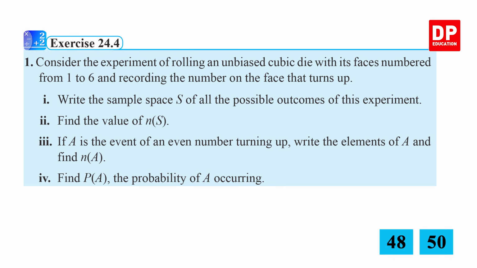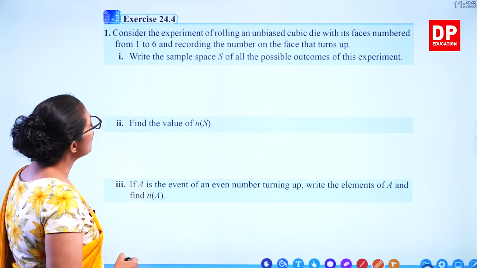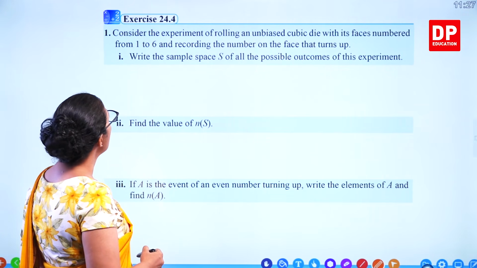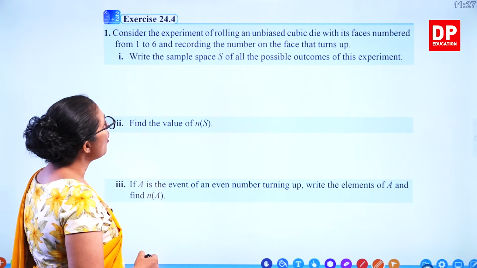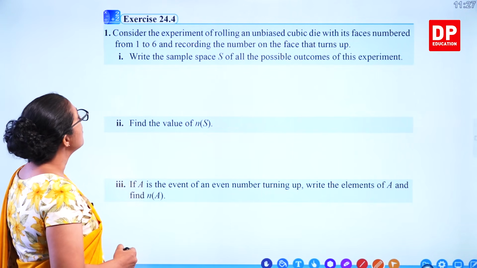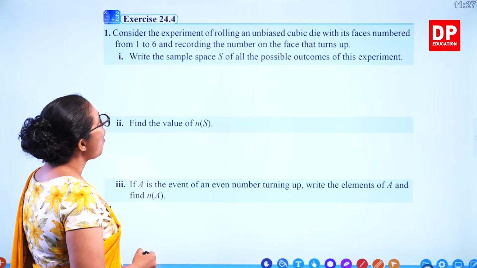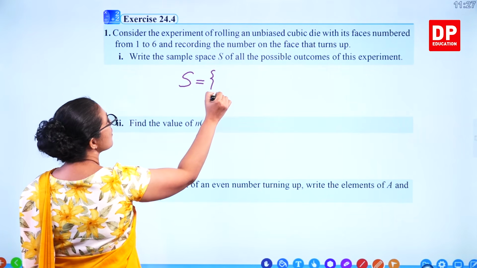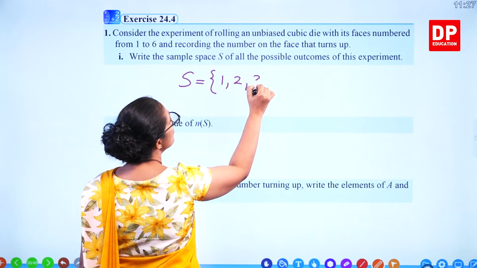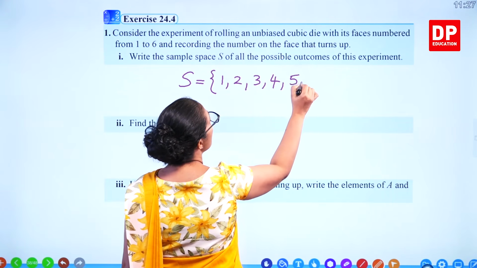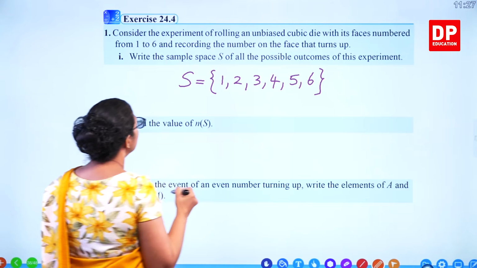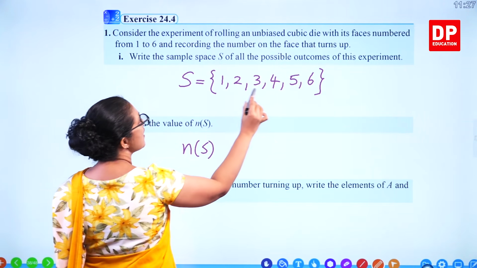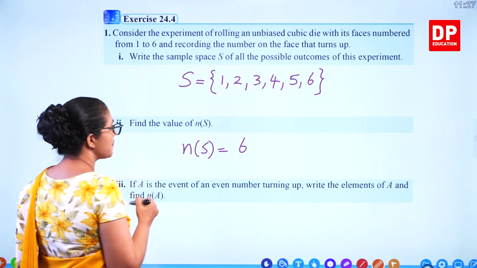Exercise 24.4. Consider the experiment of rolling an unbiased cubic die with its faces numbered 1 to 6 and recording the number on the face that turns up. Write the sample space S of all the possible outcomes of this experiment. You can get 1, 2, 3, 4, 5, 6. Find the value of N(S). You get 6 possibilities. That's 6.